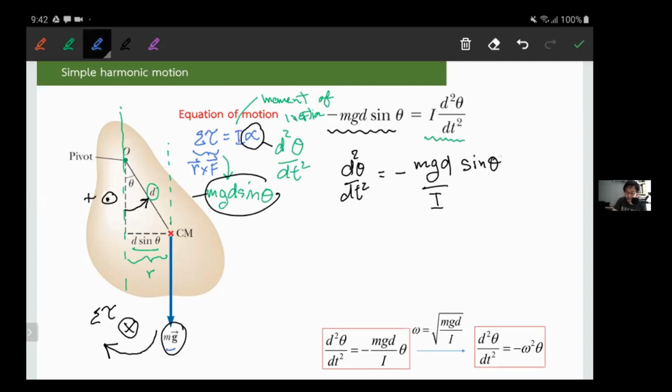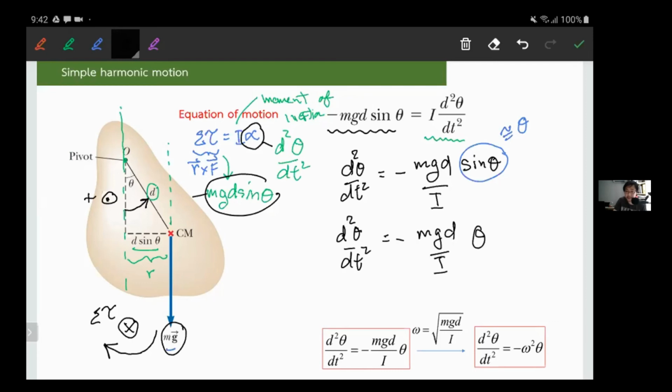Very good. Whatever you're thinking is right. So I'm going to say, as the angle is not too bad, this equation can be approximated as minus mgd over I theta. Now you see it? Whatever gets differentiated twice gets back the original with the negative sign. Whatever is in the front will represent the omega square. And you don't even have to do any solving anymore. The solution will be simple harmonic.